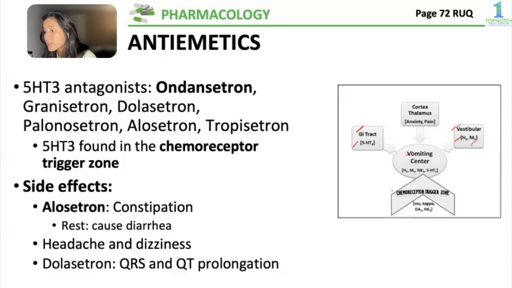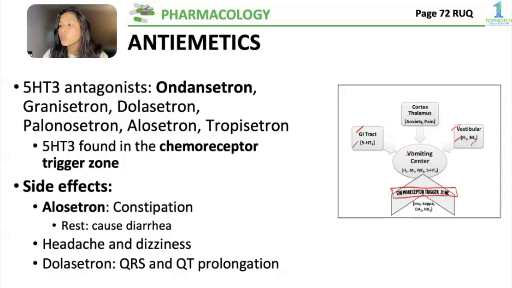And it receives a lot of input from your chemoreceptor trigger zone, which is a part of the brain that is not covered by a blood-brain barrier, and therefore it is able to detect any emetogenic substances in your blood. It has receptors for opioids, for dopamine, for neurokinin, and they all transmit signals into the vomiting center to tell you that you need to throw up. There is something that's toxic, there is something that is disturbing your body, and you need to get rid of it ASAP. Now, the most important antiemetic perhaps for the boards are your 5-HT3 antagonists or your serotonin antagonists.